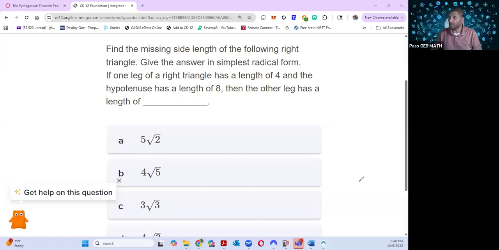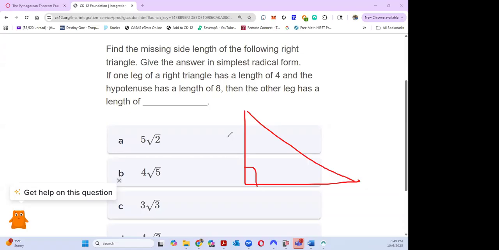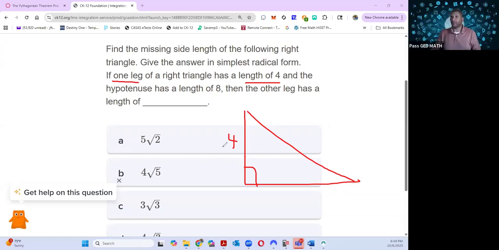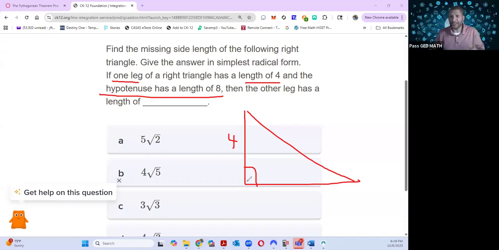What do you know? The length of what? The right triangle. I know the hypotenuse and one leg. One leg has a length of 4, so one leg is 4. Where's the hypotenuse? It's the longest line, diagonally, opposite the 90-degree angle. That's 8. This is what's given to you.